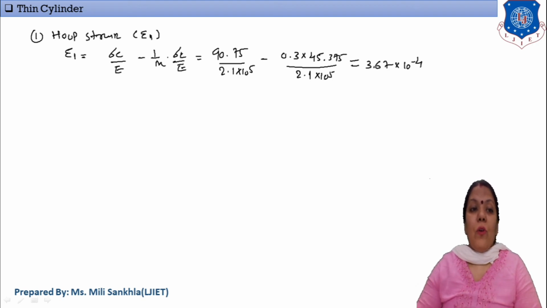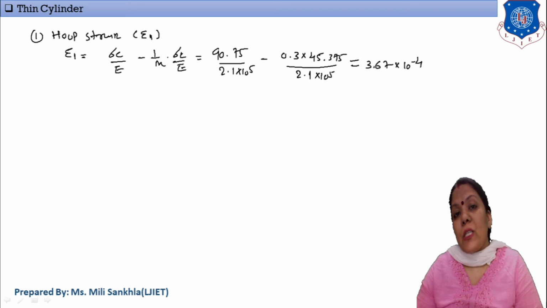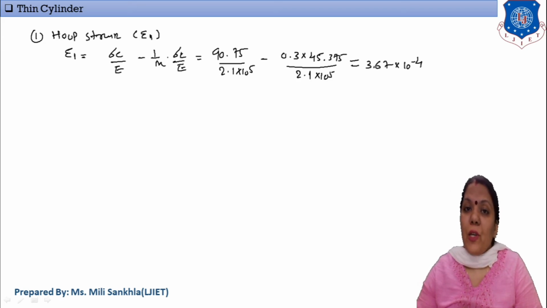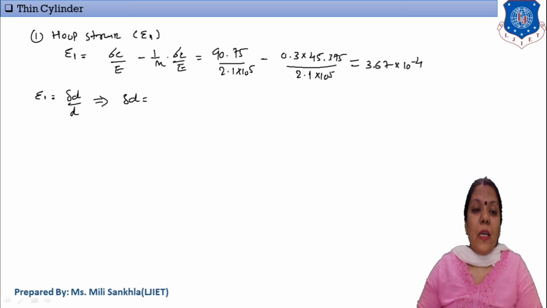Now this epsilon 1, that means strain, is a unitless quantity, so here we can't write a unit for hoop strain. Now what is epsilon 1? Epsilon 1 is equal to del D by D. If you remember, in the theory portion we covered this: hoop strain is the ratio of change in diameter to original diameter. Now del D is equal to epsilon 1 into D.